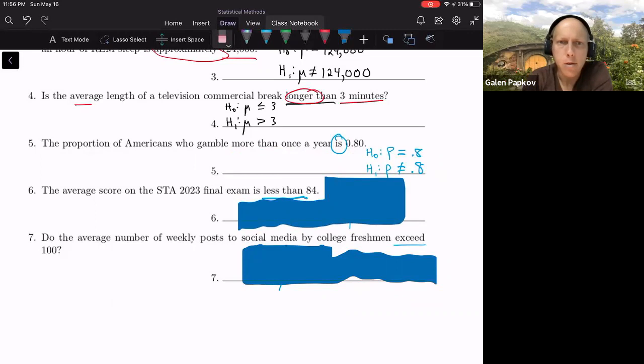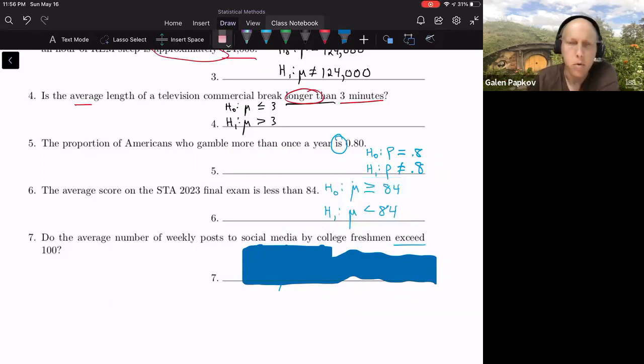6, the average score on the STA 2023 final exam is less than 84. Average is mu less than 84. Mu less than 84 has to go in your alternative hypothesis, which implies that mu greater than or equal to 84 is going to be in your null. Remember, the symbol with the equality component must be in your null hypothesis.